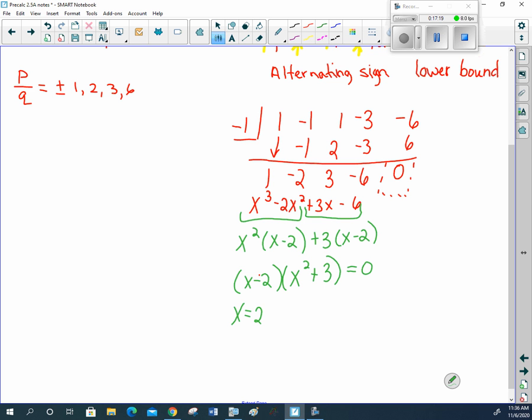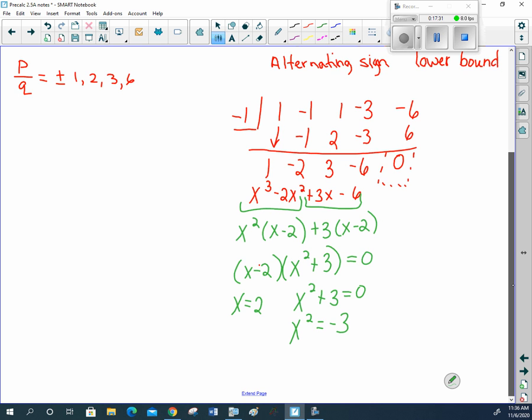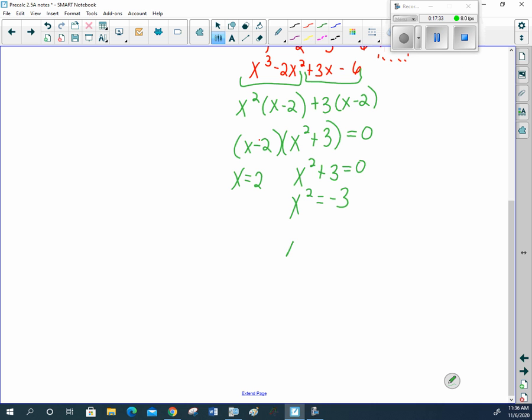This one right here, x squared plus 3, when you solve that for x, what are you going to get? I think you're going to get an imaginary number, aren't you? Because when you take the square root of both sides, you end up with x equals plus or minus the square root of negative 3, which is positive or negative i root 3. Okay, so here's our four answers that we have. 2, negative 1, positive negative i root 3.